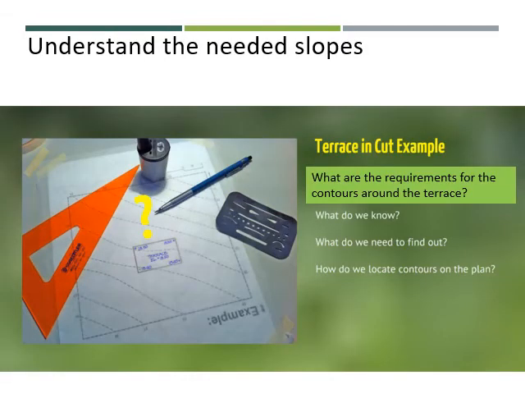So once we've set the elevation of the terrace, and in this case, your elevations are given to you in the assignment, we need to figure out what are the requirements to get the contours correctly around the terrace. And for this, we need to ask ourselves a few questions. What do we know? What do we need to find out? And then, of course, how do we locate the contours on the plan? And we're going to go through all of those steps with you.